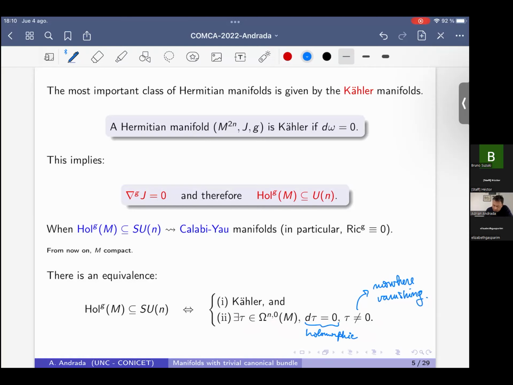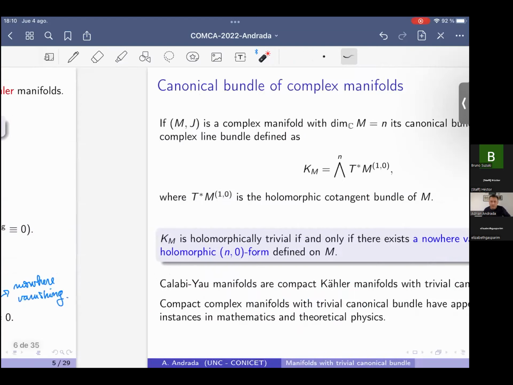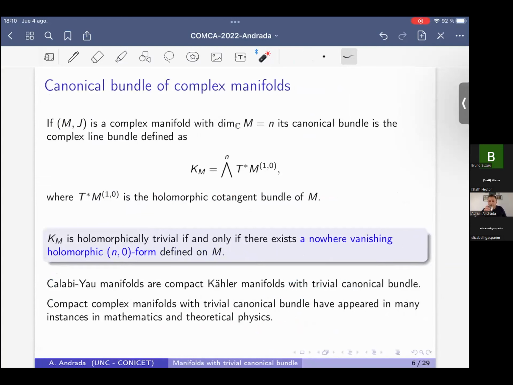We will try to understand this condition a little bit better, and note that this condition does not depend on the Riemannian metric. The Riemannian metric appears here in condition 1, not in 2. It only depends on the complex structure. So we can analyze that condition on any complex manifold. We will do this next.